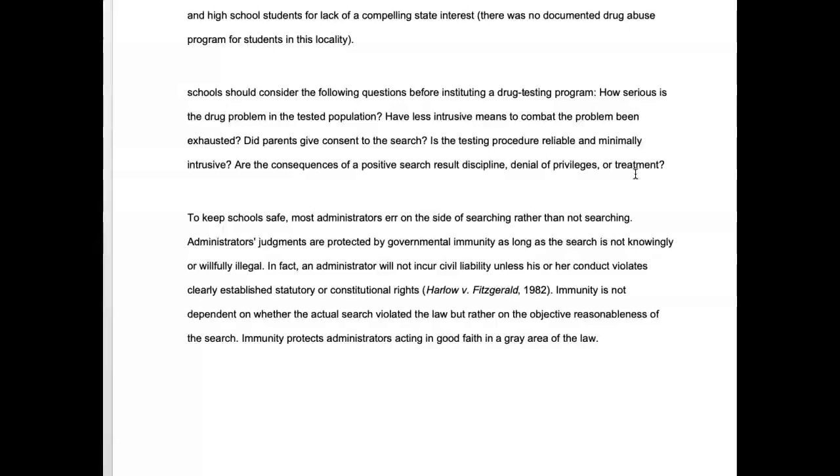So in fact, if you look at Harlow v. Fitzgerald, 1982, an administrator will not incur civil liability unless his or her conduct violates established statutory or constitutional rights. So as long as you follow that, you're fine. They may be mad at you, but they're not going to be able to do anything about it. All right? This protects you in good faith in the gray area of the law. And searching is a gray area because reasonable suspicion is not defined clearly. All right?